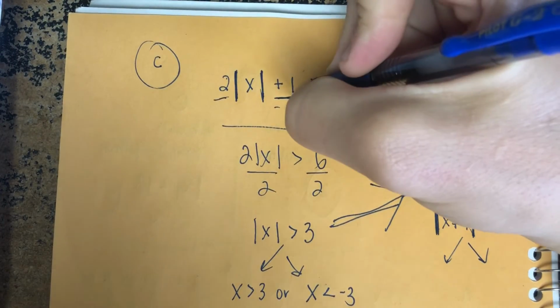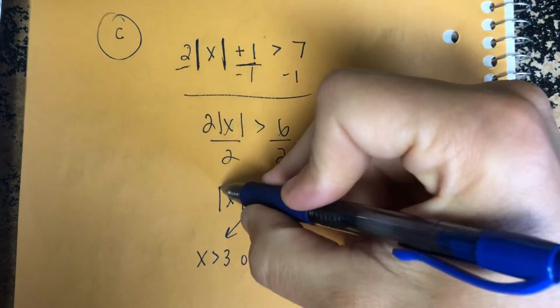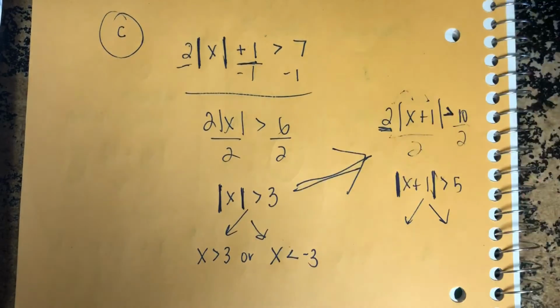See how that 2 was on the outside, this 2 was on the outside, this 1 was on the outside. That's when you got to move those things first. Then you get to just the absolute value. Now I'm going to split it up.